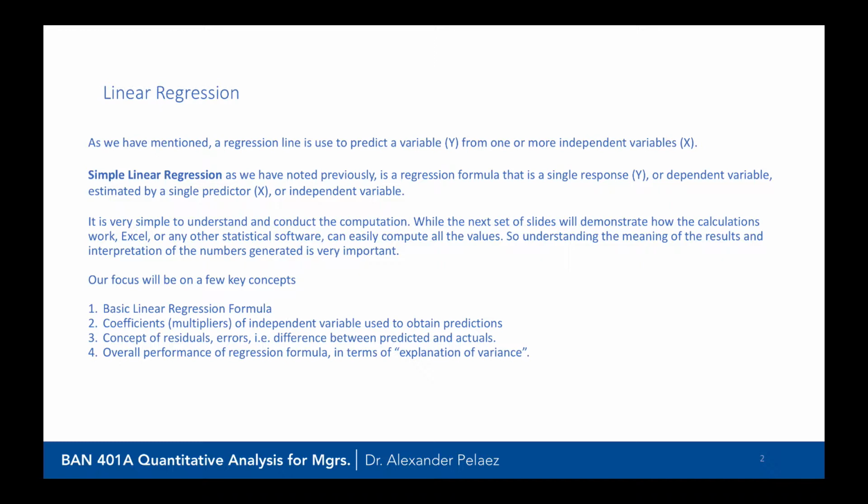Our focus, though, is going to be on a few key concepts. Number one, the basic linear regression formula, the coefficients, which are the multipliers of the independent variables to obtain predictions, the concept of residuals, errors, and that basically is the difference between the predicted and the actuals, overall performance of the regression formula in terms of the amount of explanation of variance there is. Our whole goal is to have our regression formula explain as much of the variation in the response variable or the dependent variable as possible.